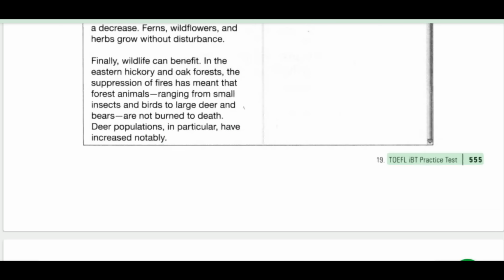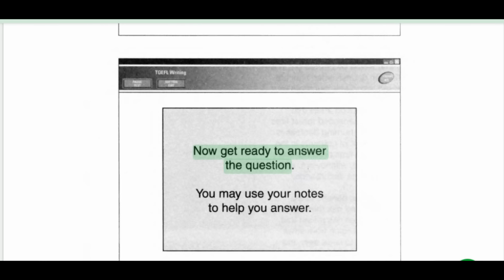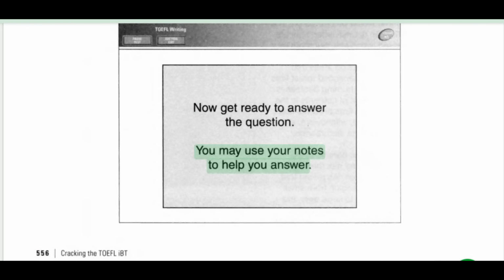Restart Audio CD. Narrator: Now listen to part of a lecture on the topic you just read about. Now get ready to answer the question. You may use your notes to help you answer.